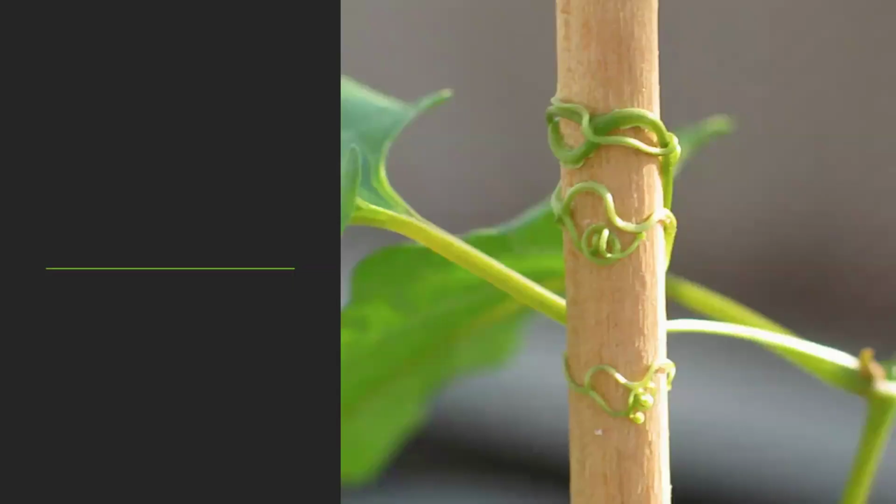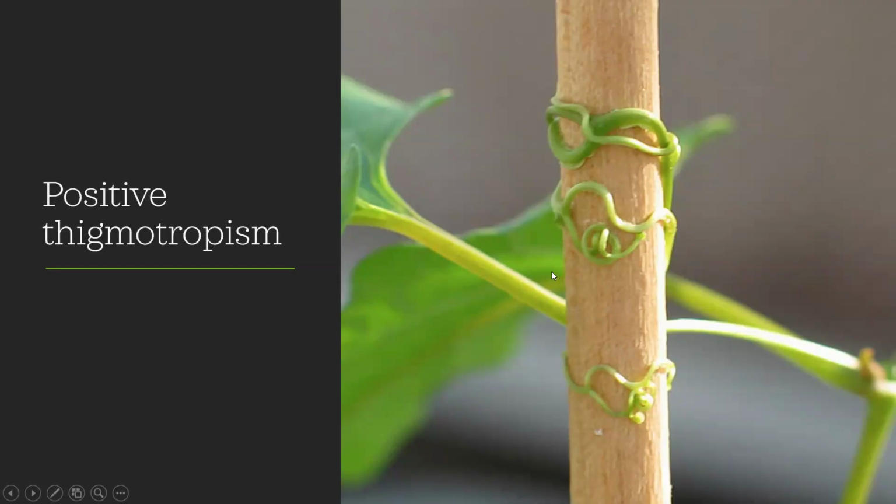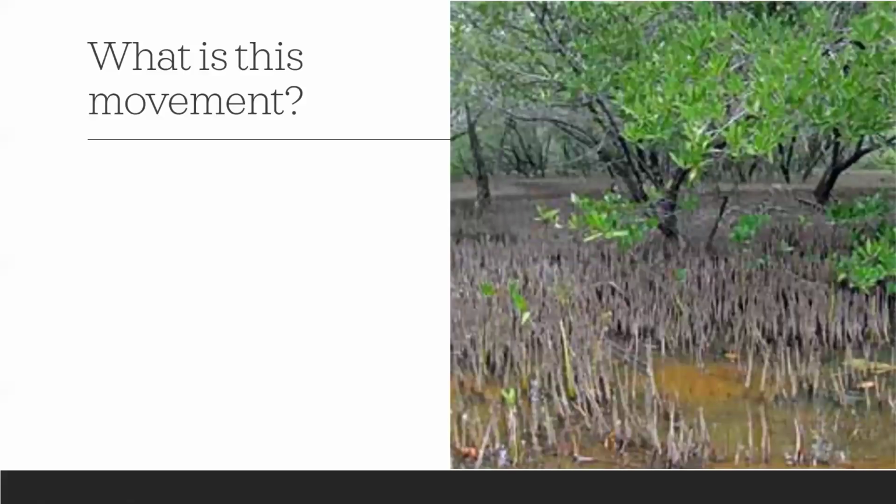How about this one? The tendrils are winding around the host or another plant. This is called positive thigmotropism. And what about this movement? Now you can see it's a mangrove environment. Roots are coming outward, right? Normally roots grow towards gravity, but here these pencil roots or knee roots or respiratory roots come outward. How do you call this movement?